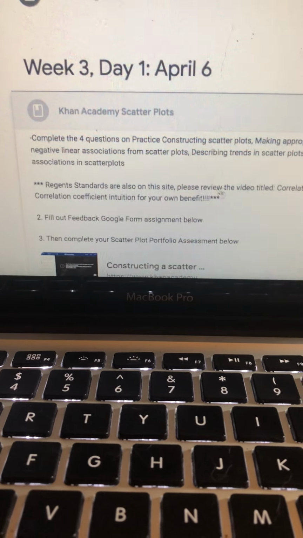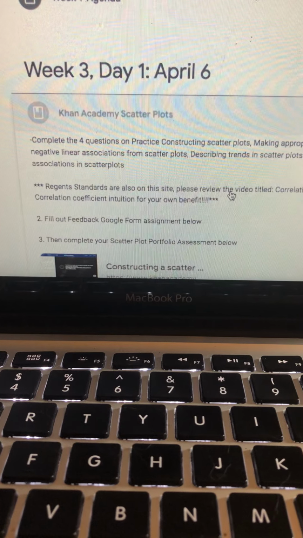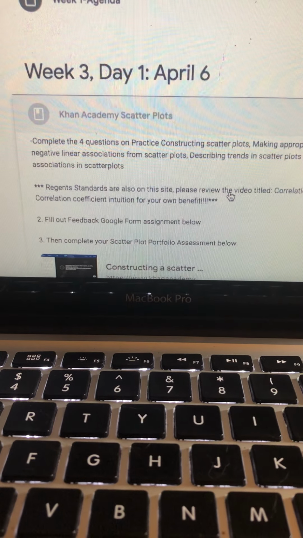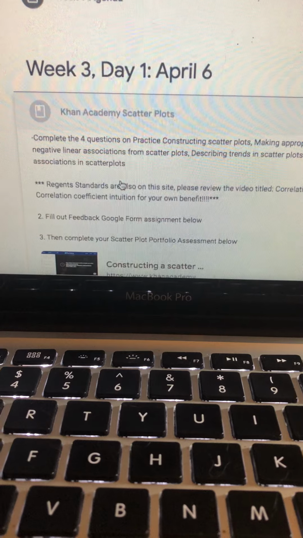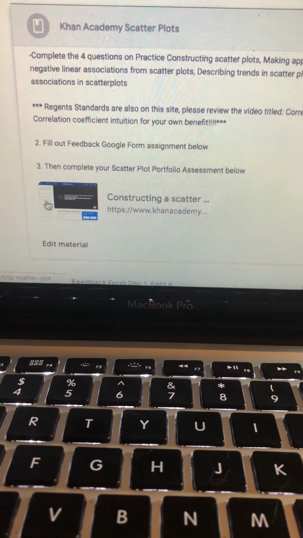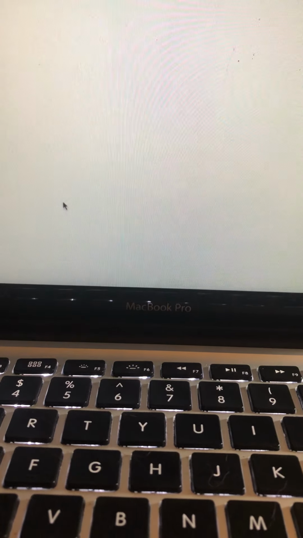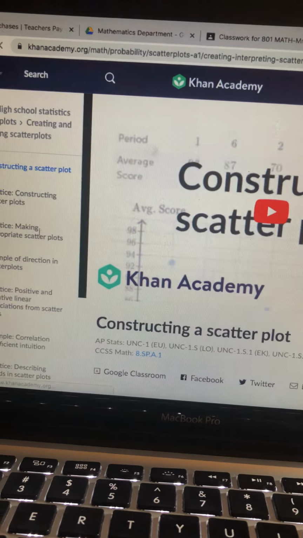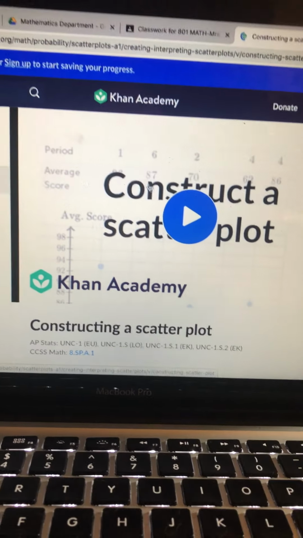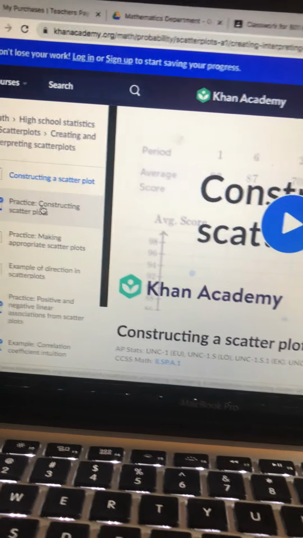There is a Regents standard included in this site that would be beneficial for you to review if you're in the Regents class. And then you're going to do a couple of things after that. I just want to show you the website so you see what you are responsible for. It starts off with a video going over how to construct a scatter plot.